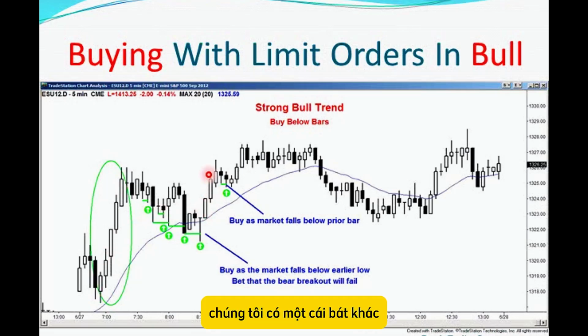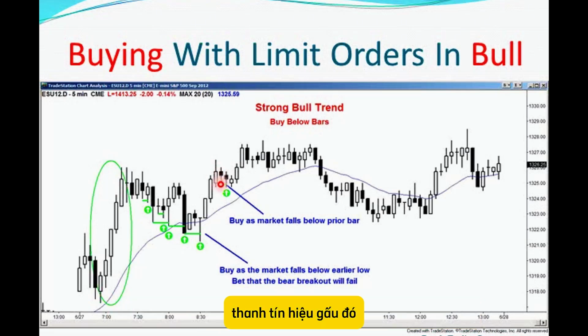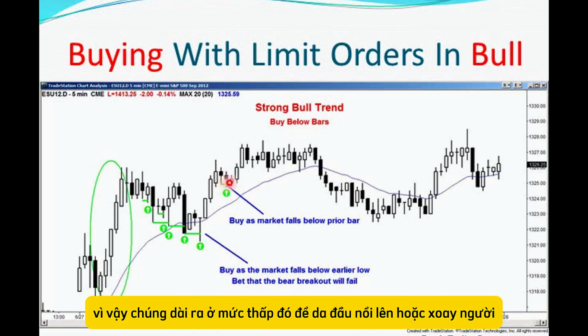We have another bull spike, small pullback after the breakout. Traders, and here's the reversal attempt. So we have a bull breakout, here's the reversal attempt, a very weak looking reversal attempt, so the reversal attempt will probably fail. Traders will place a limit order at the low of that bear signal bar, betting that the bear signal will fail, so they get long at that low for a scalp up or a swing.